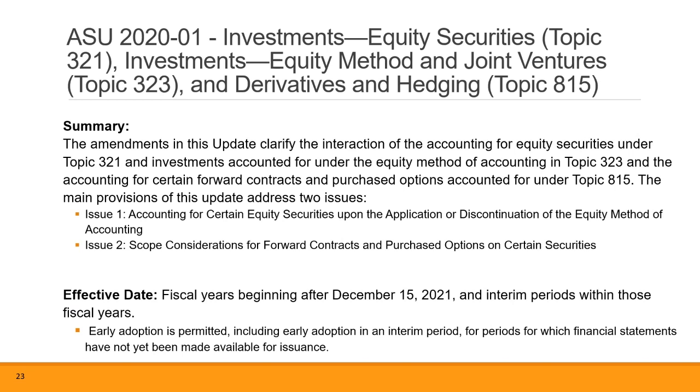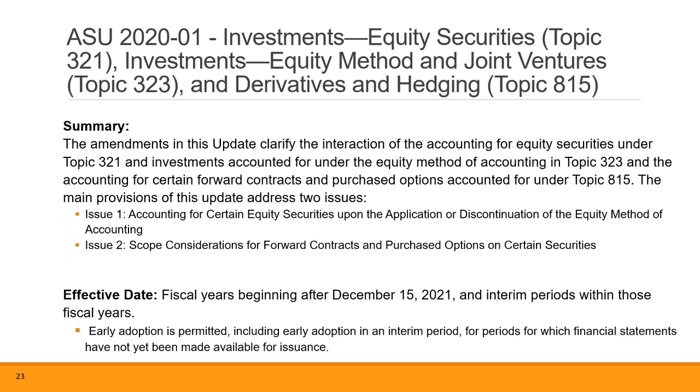The main provisions of this update address two different issues. Issue number one is accounting for certain equity securities upon the application or discontinuation of the equity method of accounting. And issue number two is scope considerations for forward contracts and purchased options on certain securities.